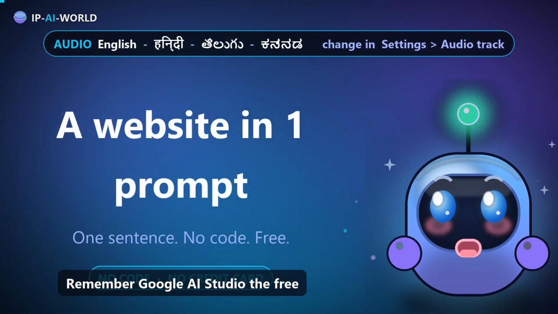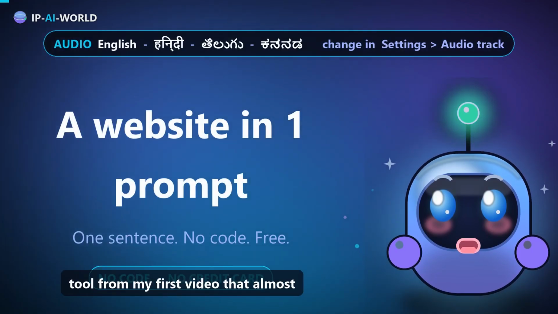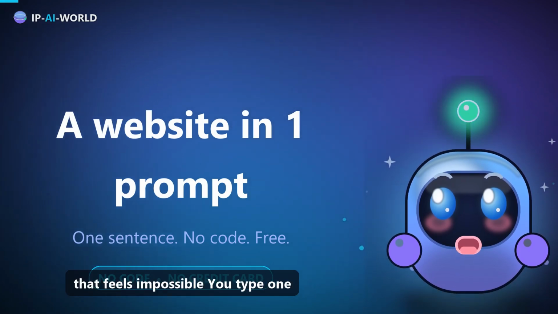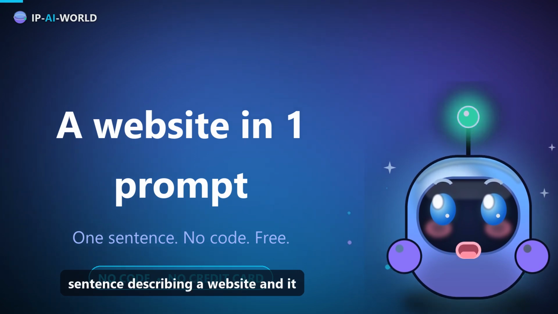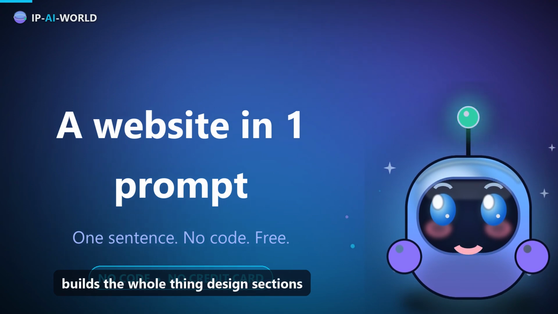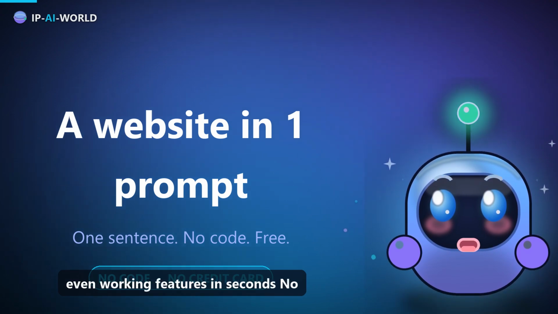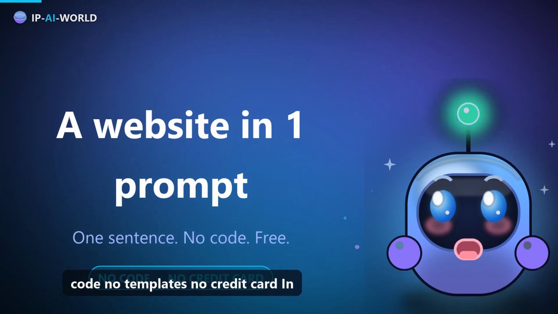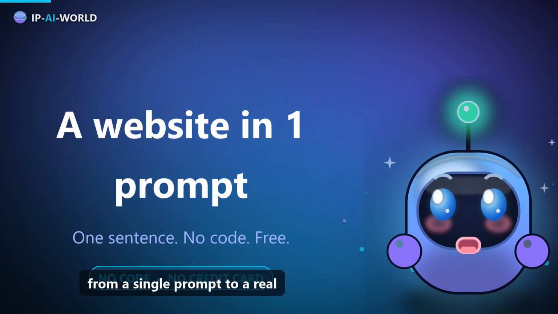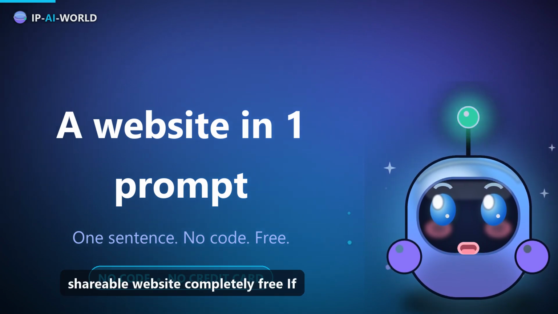Remember Google AI Studio, the free tool from my first video that almost nobody opens? Well, it can do something that feels impossible. You type one sentence describing a website, and it builds the whole thing, design, sections, even working features in seconds. No code, no templates, no credit card. In the next few minutes, I'll take you from a single prompt to a real, shareable website, completely free.